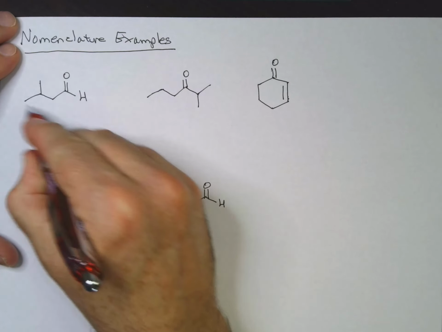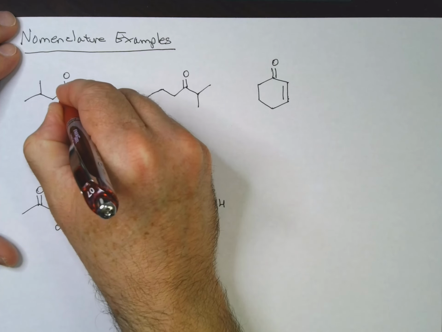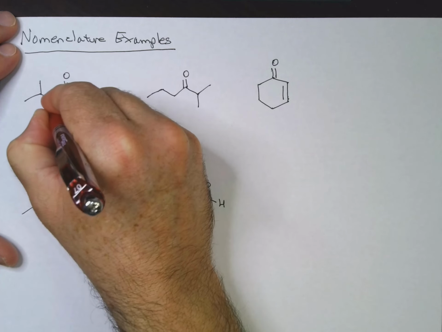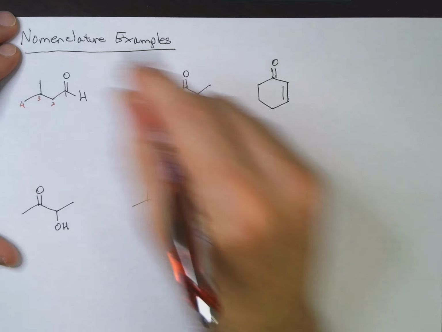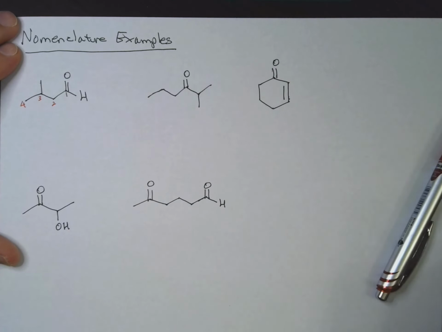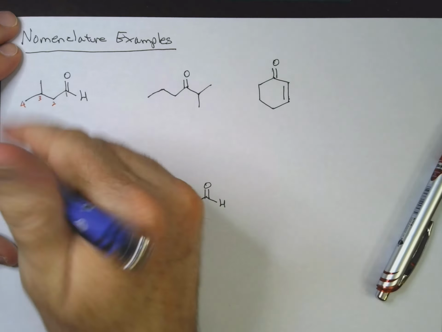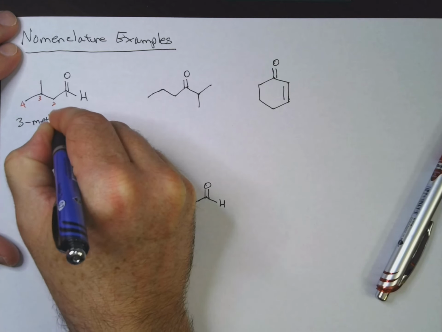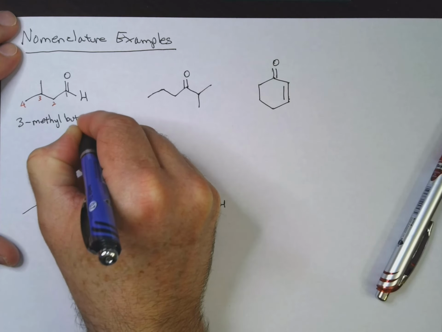So in this first one here, I have an aldehyde, so I'll start numbering at the carbonyl carbon, the aldehyde carbon. So 1, 2, 3, 4. And I have a methyl group on carbon 3, so this is 3-methylbutanal.